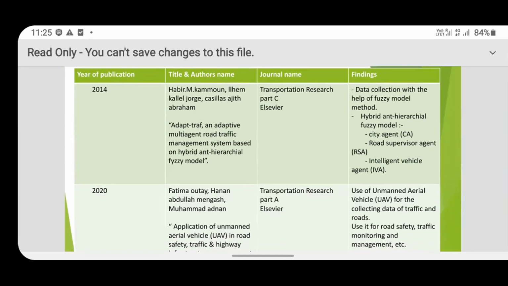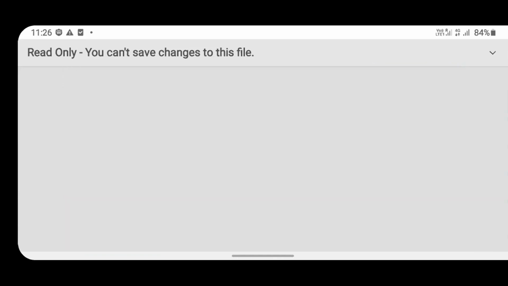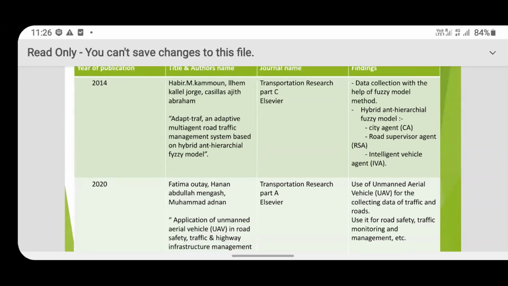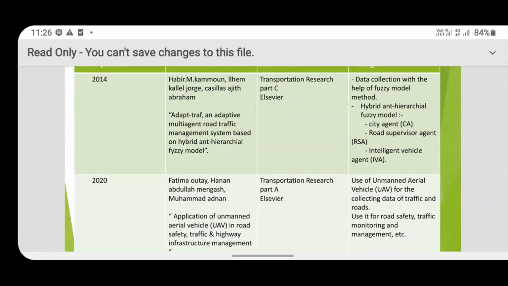In that, first is the city agent. So what is the agent? One agent for each city. The city agent's role is to manage the road network in the city in order to obtain better exploitation of the network and update the traffic quality of roads in the city. Next is the interaction of city agents: it communicates and cooperates with other city agents according to RSA requests. RSA means road supervisor agent.